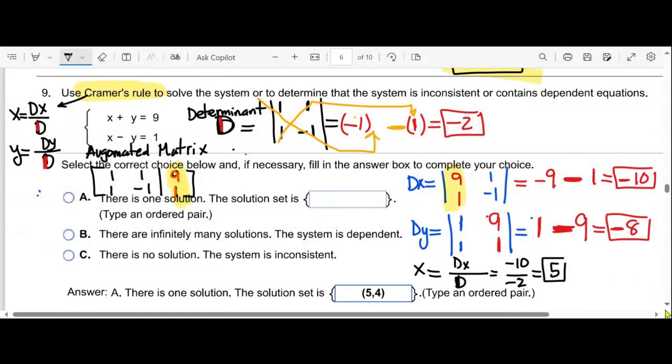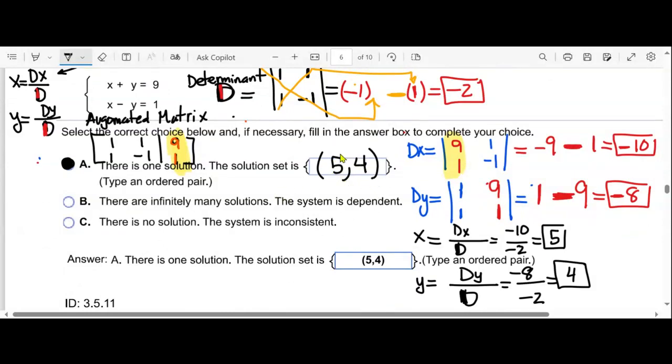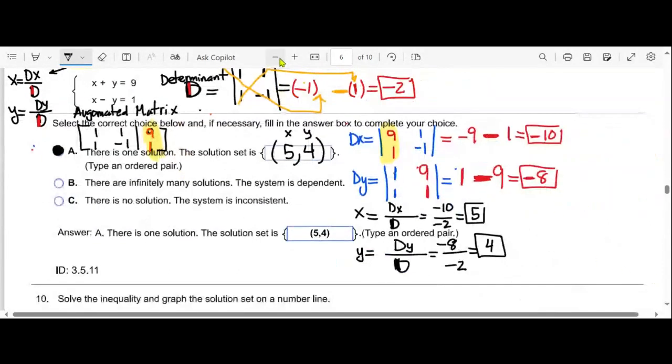Right. What about the y? How can I get y? dy over the big d. What is the big d? It's d. And how much is dy? Minus 8. Minus 8 over minus 2 will give us 4. Very good. So there is one solution, while there is infinite many solutions. One solution, right? What are the solutions? Intersecting in which point? 5 and 4. Is this clear?